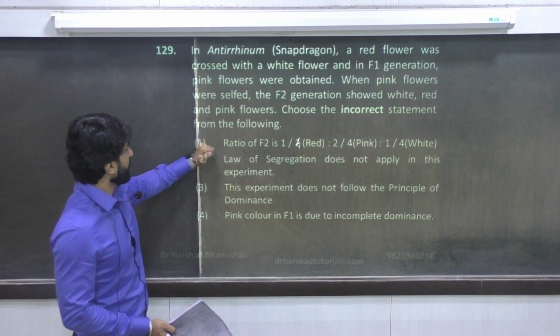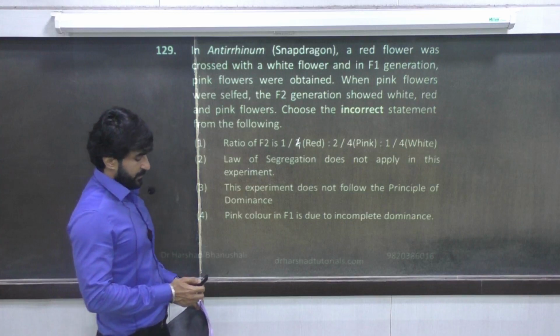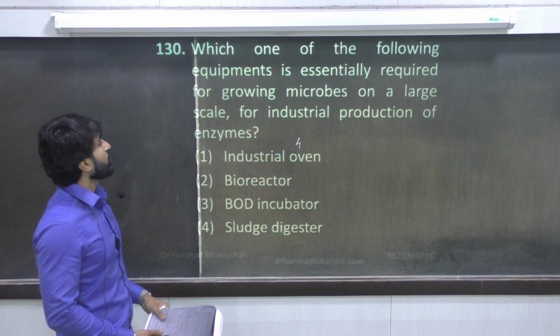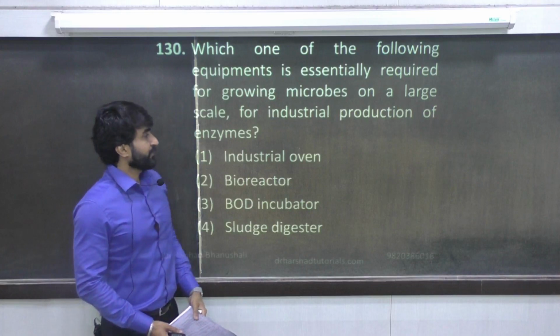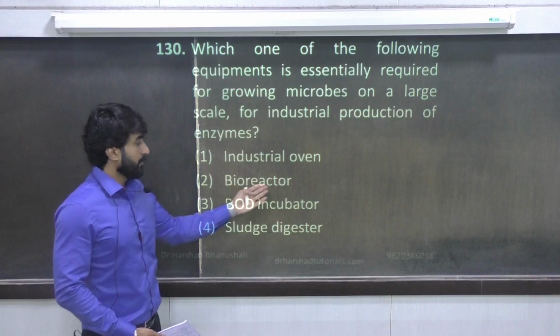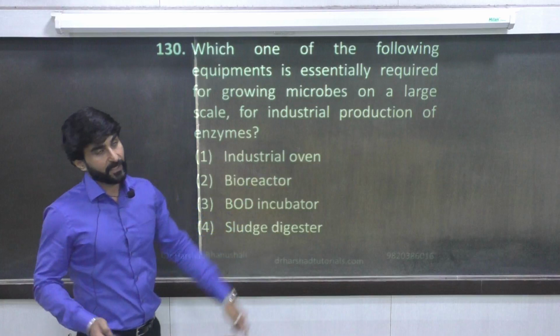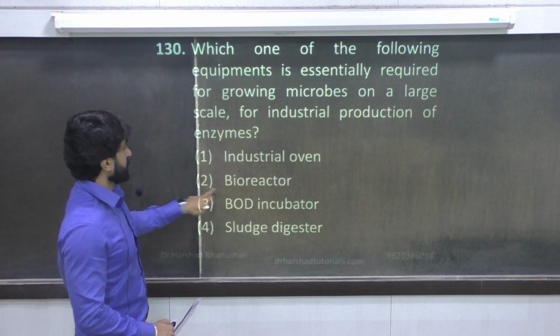We go to the next question now. Question number 130. Which one of the following equipment is essentially required for growing microbes on a large scale for industrial production of enzyme? Again, a very straightforward question. You know, a bioreactor is used for large scale microbial production. So our answer would be statement number 2.